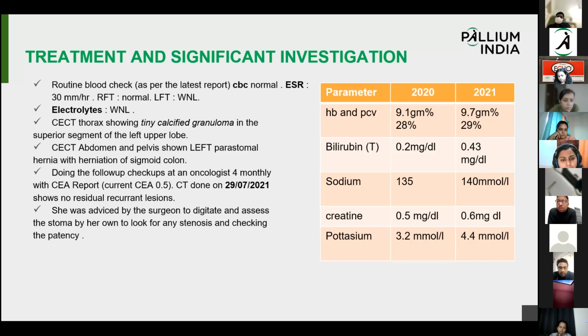During the follow-up checkups, she is currently following up with an oncologist every 4 months with the CEA report. Current CEA was 0.5. CT done on 29/7 shows no residual lesions.